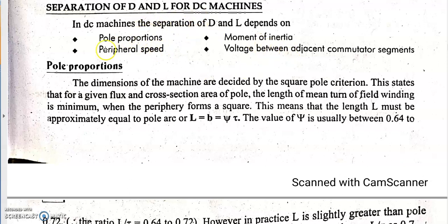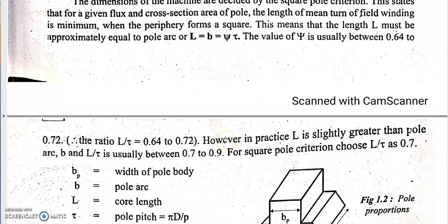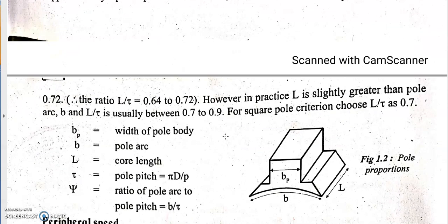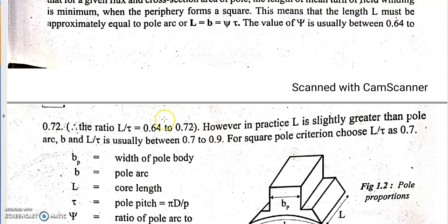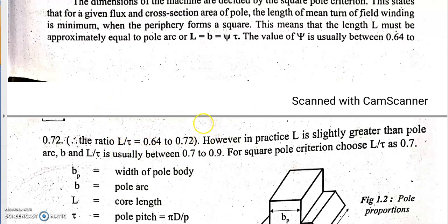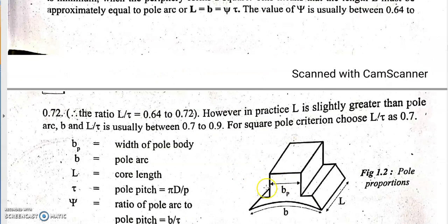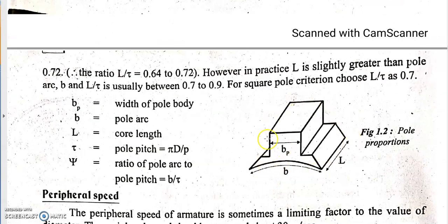considering the following factors like pole proportion, moment of inertia, peripheral speed, voltage between adjacent commutator segments. So pole proportion means it is the pole arc or length to pole pitch ratio, and usually this is the actual pole of a DC machine, and it is a rectangular pole, or we can say that it is a square pole.